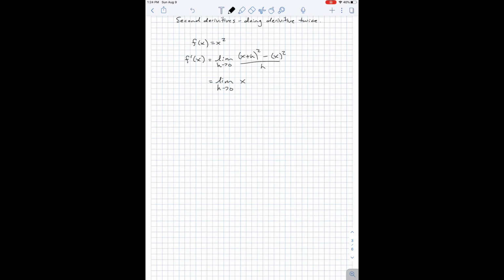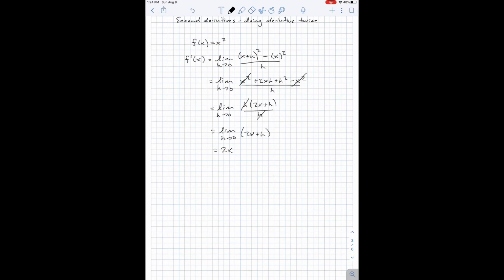So this is from last section. Hopefully you did some homework, you're good with this. All my non-h terms cancel, and I'm going to factor an h out of the top. And that makes my h's cancel, and then I can plug in 0, actually take the limit, and I get 2x. So we'd say the first derivative is 2x.